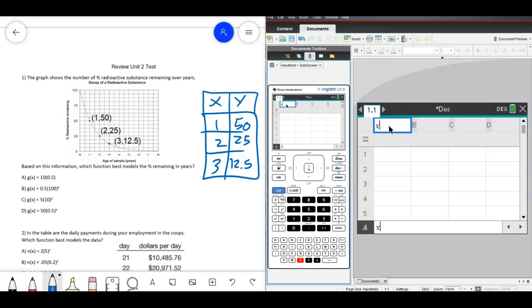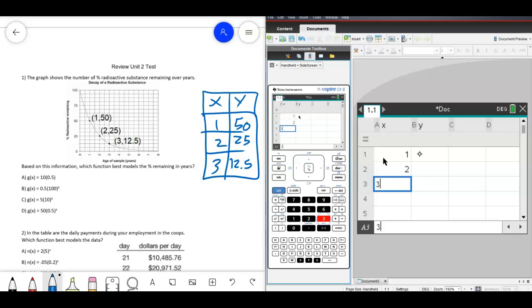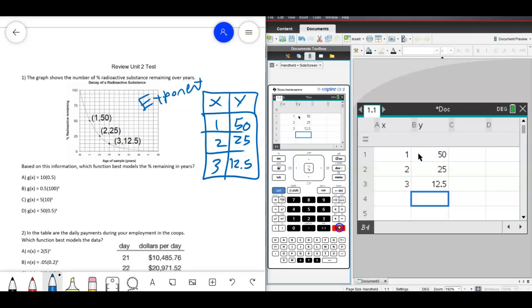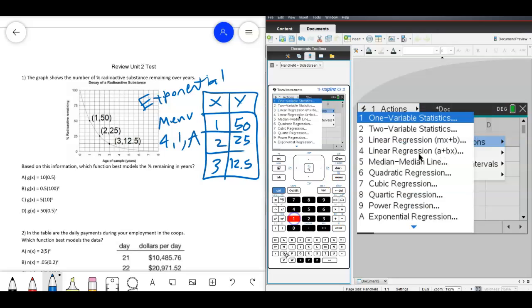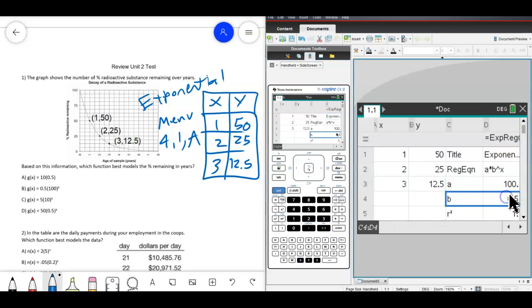And as you remember, X and Y at the top, and then label 1, 2, and 3, and then 50, 25, and then 12.5. Since this is not straight, it's an exponential equation. Do menu for 1A, X, and then Y, and I get 100 for my A, 0.5 for my B, so it's going to be Y equals 100 times 0.5 to the X.